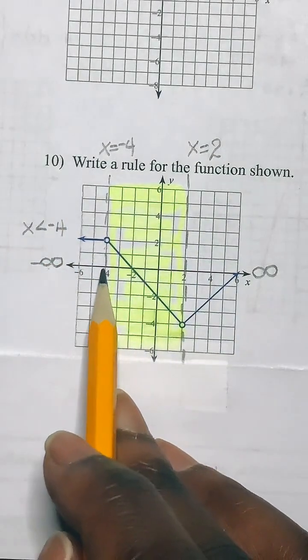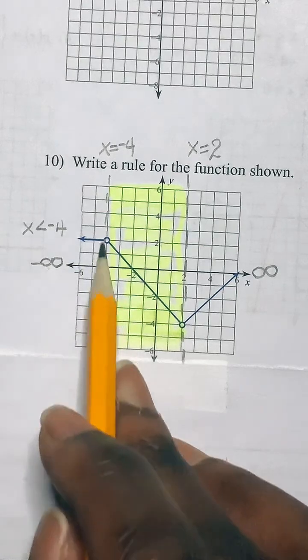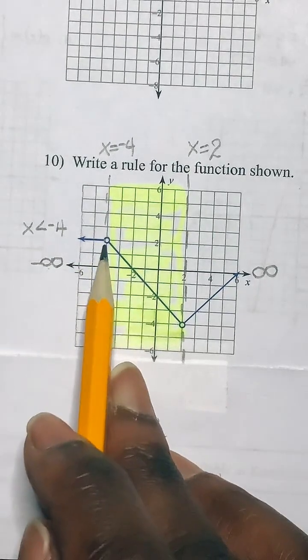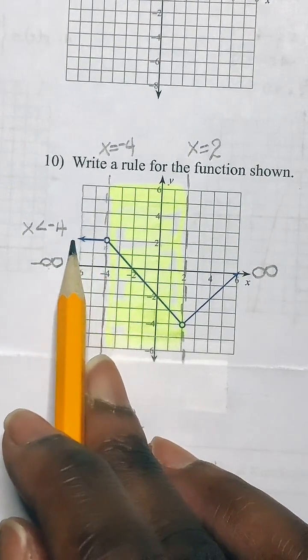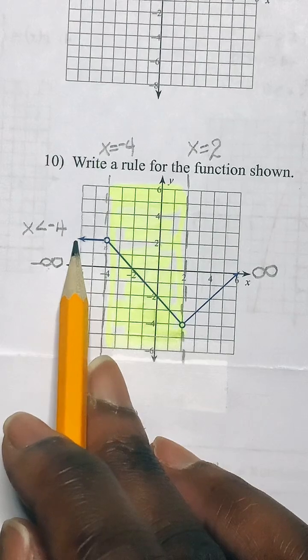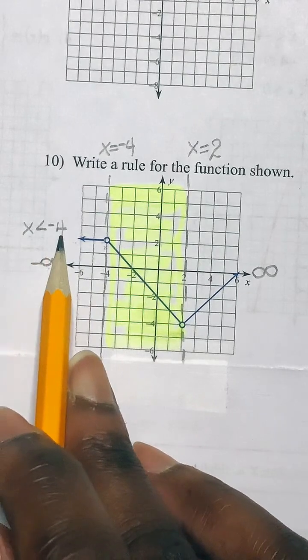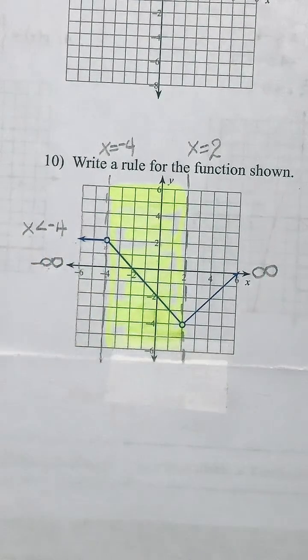Because that's what's happening to my graph. My x value is at -4. There's an open circle, and it's pointing to the left. It's pointing to the numbers that are lower. So that's why it's going to be x is less than -4. Okay, how are we feeling so far?